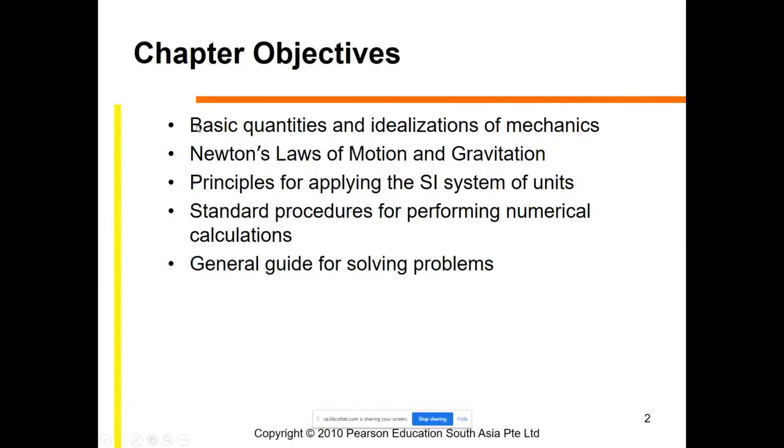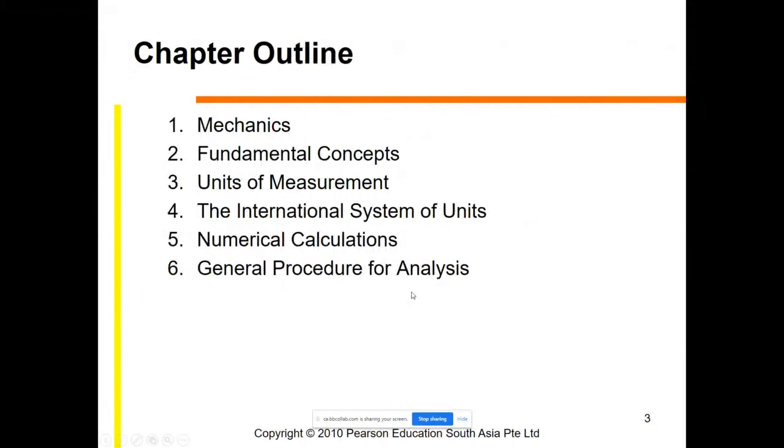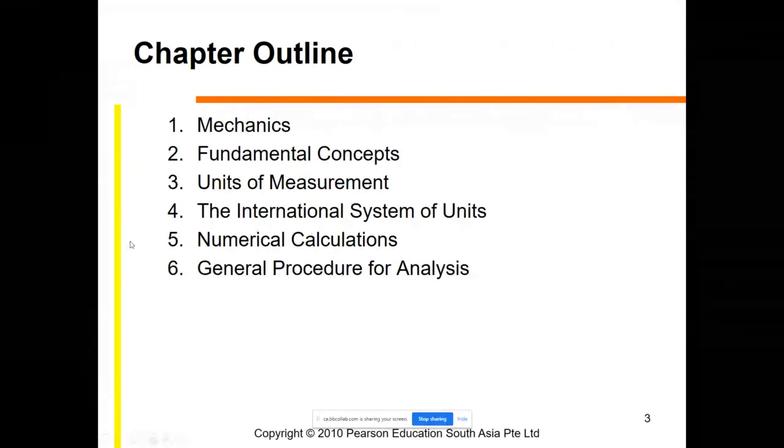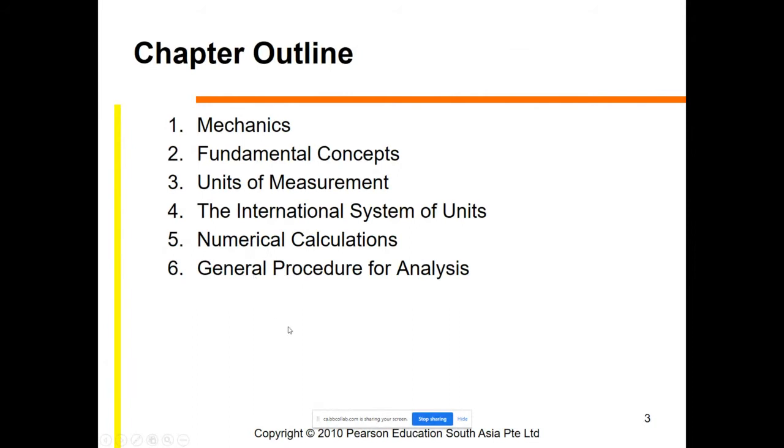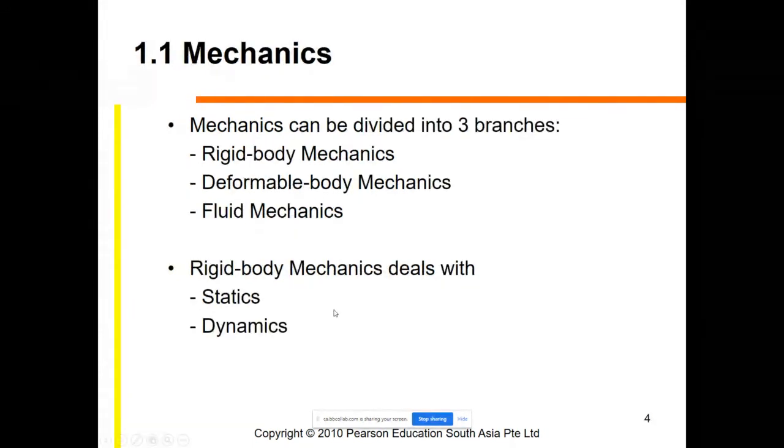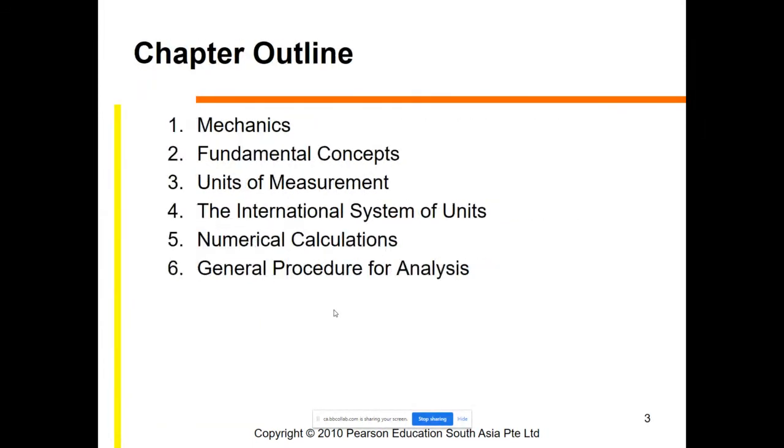What is the chapter objective? The chapter objective is basic quantities and idealization of mechanics, Newton's laws of motion and gravitation, principles for applying the SI system, standard procedure for performing numerical calculation, and a general guide for solving problems. So what we are going to learn here: what mechanics is, what the fundamental concepts are, units of measurement, the International System of Units, numerical calculation, and general procedure for analysis. These are the chapter outline. Based on this outline, we will be discussing one by one.